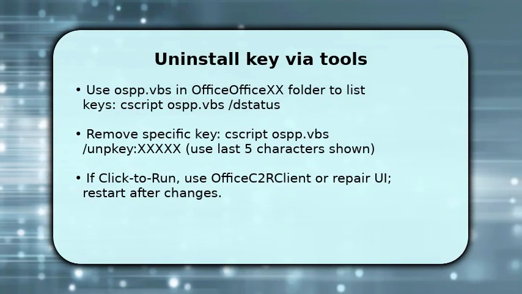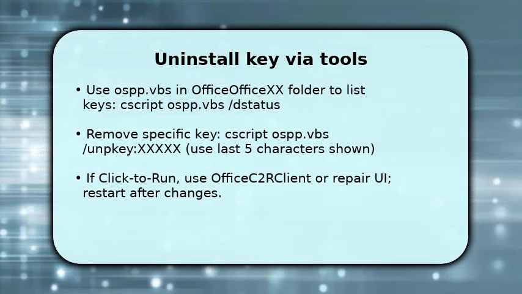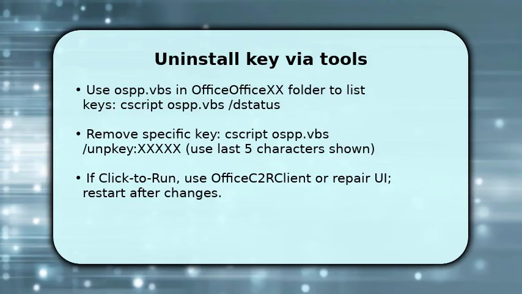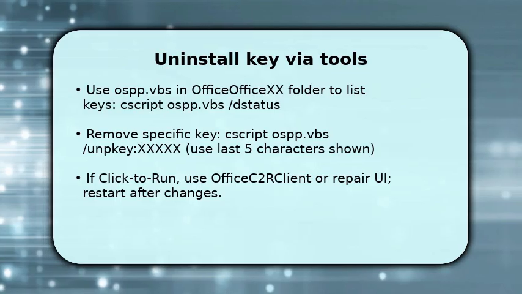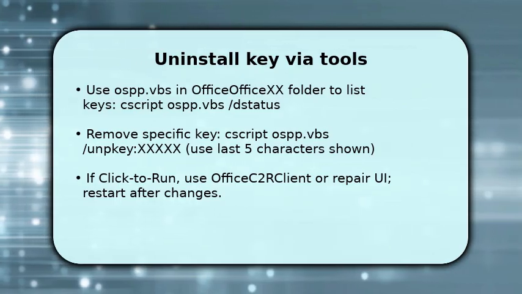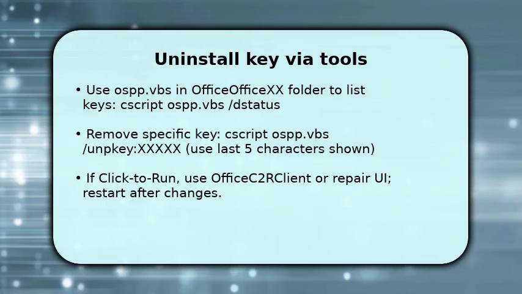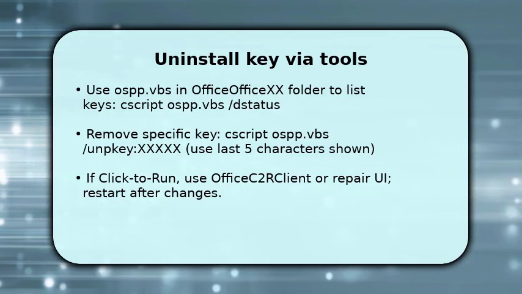You now run the Office Software Protection Platform script to identify and remove the key. Navigate to the Office installation folder, Office16 or Office15, and run cscript ospp.vbs /dstatus to list installed product keys and license types.